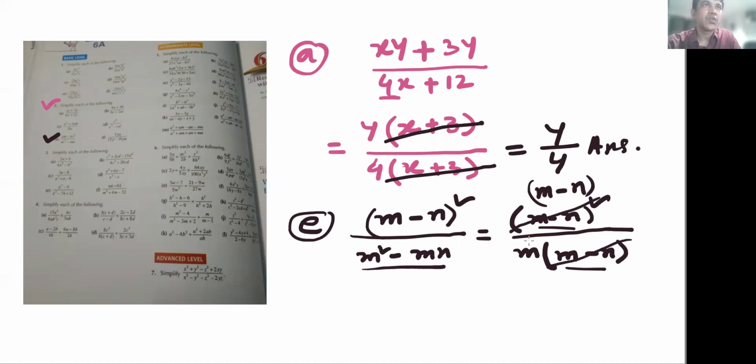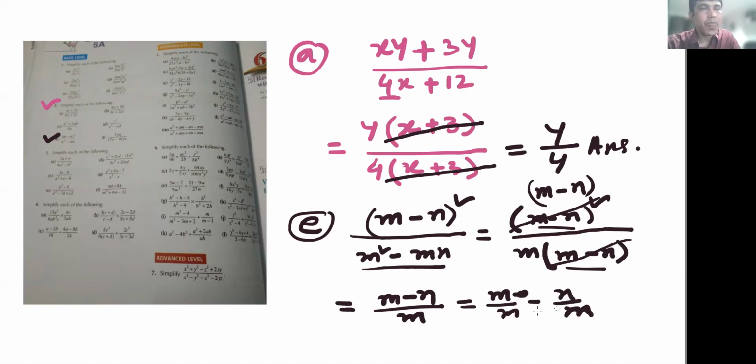Then m is there. So we cannot divide any addition or subtraction with the denominator unless it is in the multiplication form, that means it should be in the multiplying form, factorizing. So our result remains m minus n divided by m. If you want to divide, how can you divide? You will have to divide this one by this one.